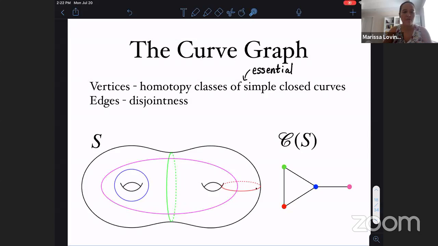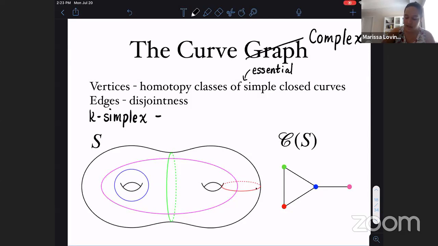Okay, I said curve graph here, but if you remember my abstract or my first slide, I said that I was going to talk about the curve complex. And a one complex is good and all, but actually you can also add higher dimensional faces. The way that we do that, to think of this as an actual simplicial complex with higher dimensional faces, is we'll add a k-simplex whenever there are k plus 1 disjoint vertices.